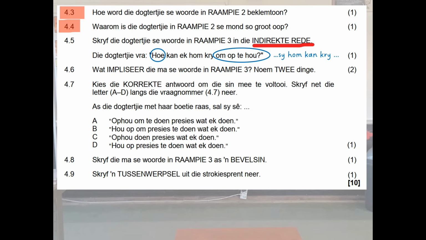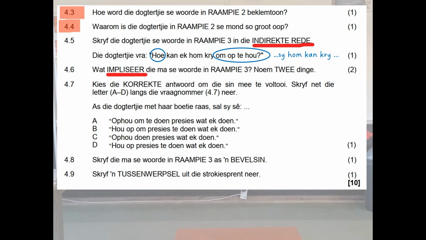We're going to go through some indirekte rede in a moment, but when you have a question word, the question word takes the place of the word dat. So the question word will take that place, and you remember the infinitive, you always leave the infinitive alone. It moves towards the back and it stays there. You change nothing.